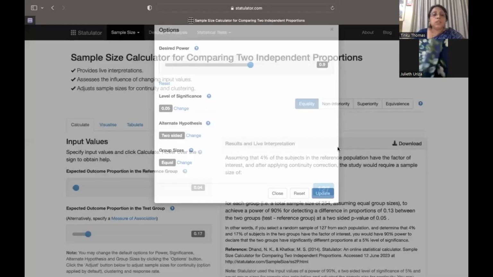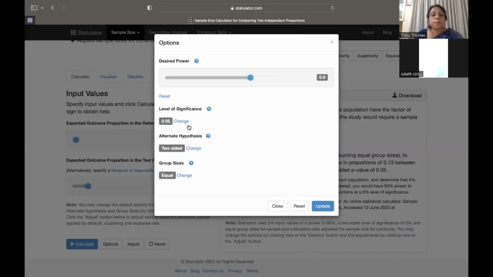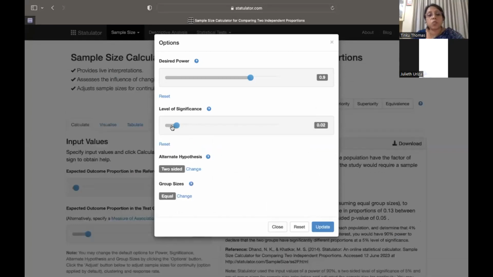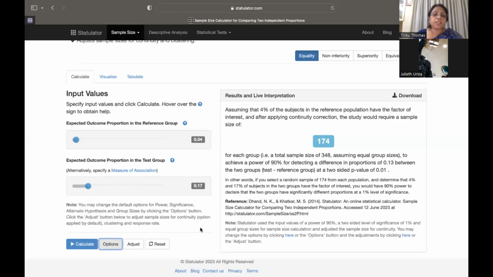So this is the calculation. Now here I have other options of changing this from 0.05. Let's say I want to take it even lower, a lesser type 1 error. I'm taking it to 0.01. Update. Then I need even more sample size. When my error is reduced, my sample size requirement increases. So now I want 174 per arm.